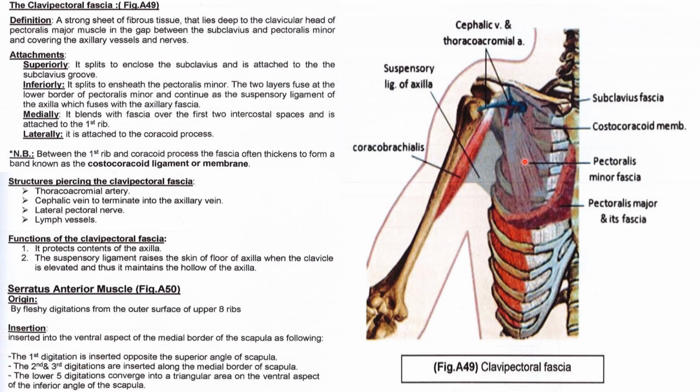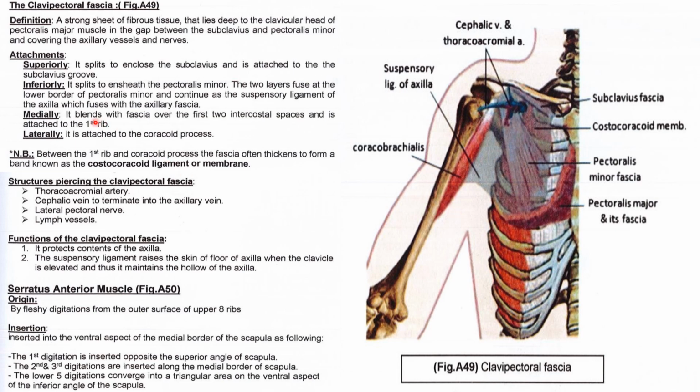Two layers fuse at the lower border of the pectoralis minor and continue as the suspensory ligament of the axilla. Suspensory ligament of axilla here, which fuses with the axillary fascia. So that's fusing with the axillary fascia also. So that's how we have it clearly.